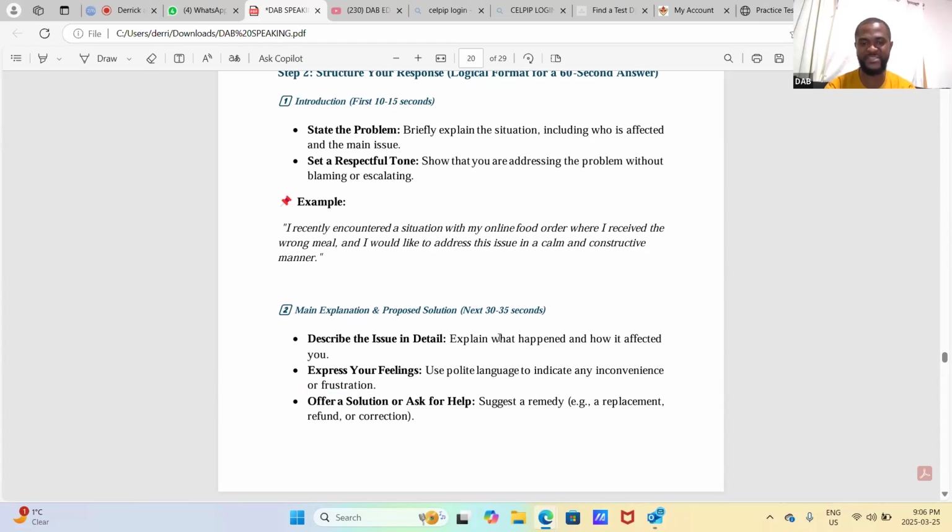So in your main explanation, you describe the issue in detail. You explain what happened and how it affected you. You express your feelings. That is, you use some polite language to indicate any inconvenience or frustration. You offer a solution and ask for help. So you suggest a remedy, maybe a replacement, a refund, a correction, a punishment, something based on the problem or the situation.